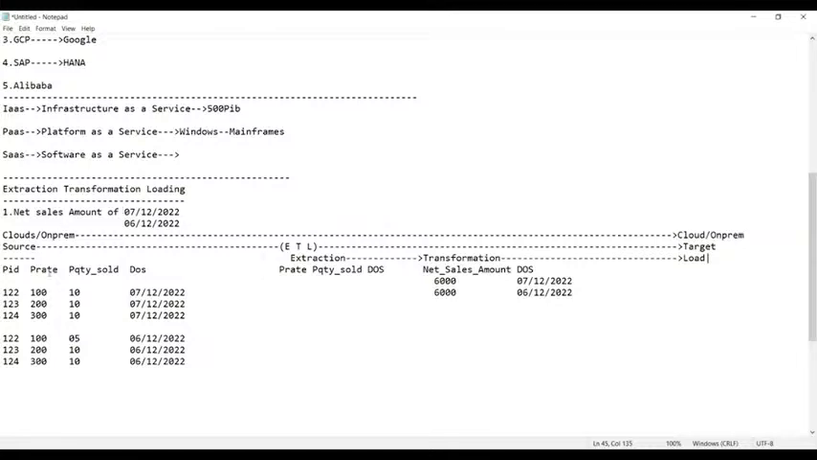We use ADF as a service. So guys, what is that? ADF as a service, we use it. That is called as what? Azure Data Factory. Azure Data Factory is a service which is provided by Microsoft.